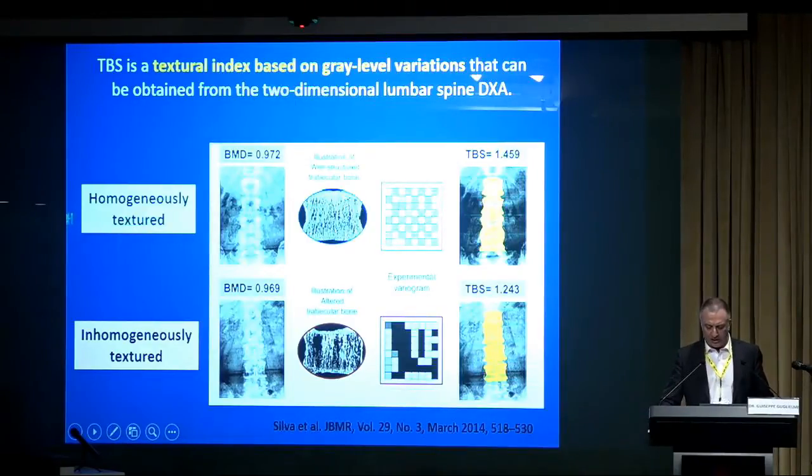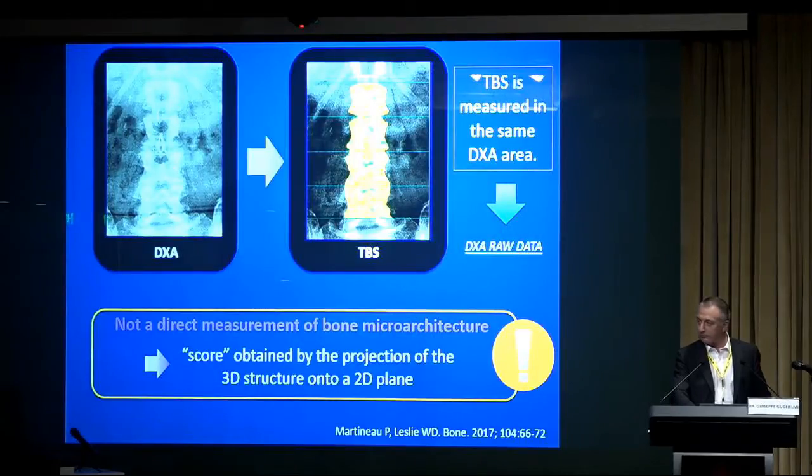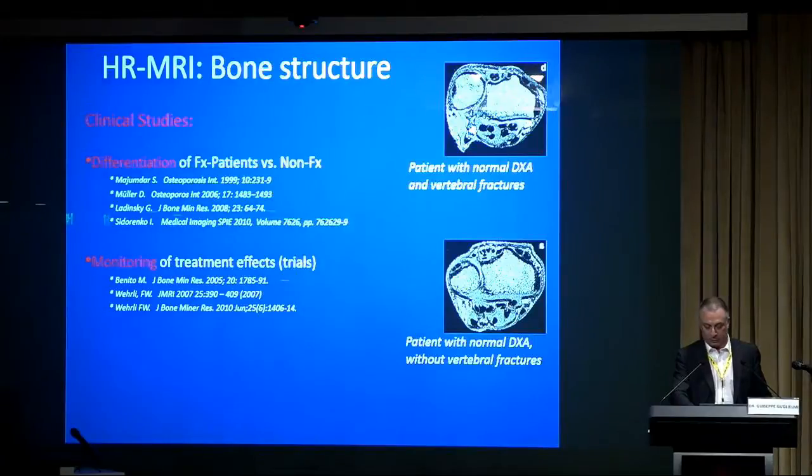This subject has a BMD of 0.9 that is defined as normal. And the subject here below shows the same BMD, 0.9. But as you can see from the specimen, this subject is normal, this subject has osteoporotic bone. So BMD taken from DEXA is not able to separate the two, but using trabecular bone score, we have a value that is completely different between the two subjects. So TBS is a possibility to do that.